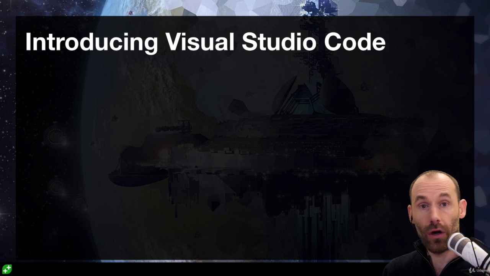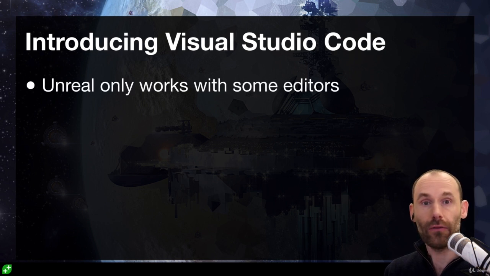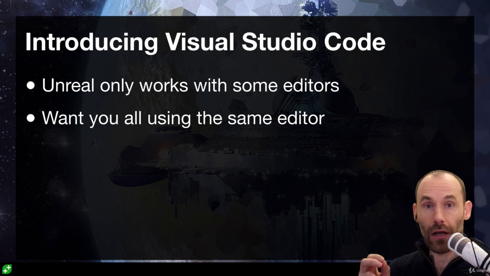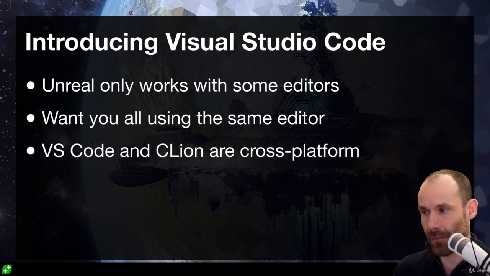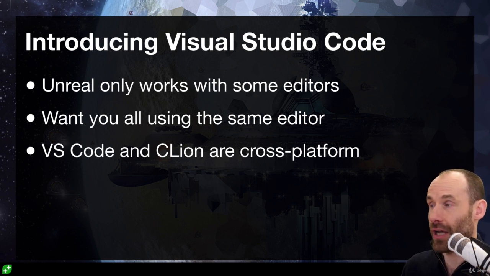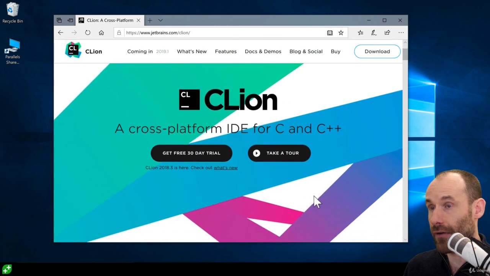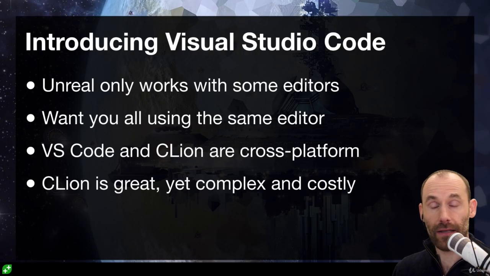Now, Unreal only works with some editors, and I'd like you to all be using the same editor regardless of the platform you're on. The only two things that Unreal works with that are across all three platforms, Mac, Windows, and Linux, at the time of recording are VS Code and CLion. Now, CLion isn't some aquatic animal that makes a sound like this. Rather, it is a product by a company called JetBrains. I'll just quickly show you that up on my screen here now. It is a cross-platform IDE for C and C++, and it's very good. However, it's complex and large, and it's not free. So we're not going to be using that at the moment.